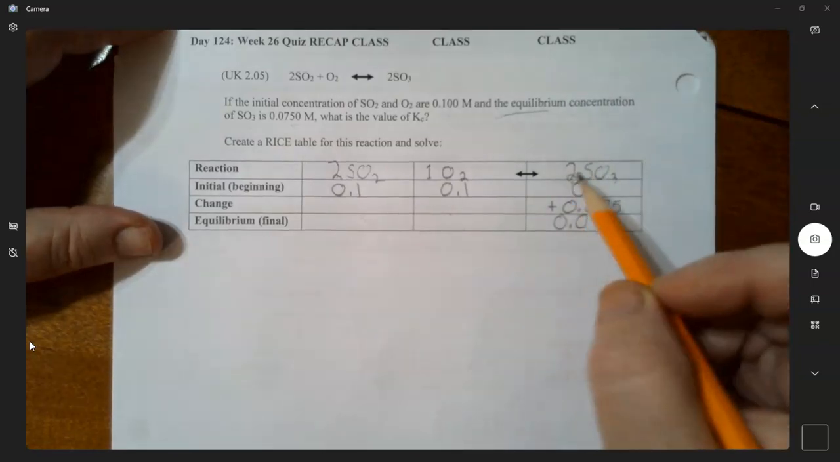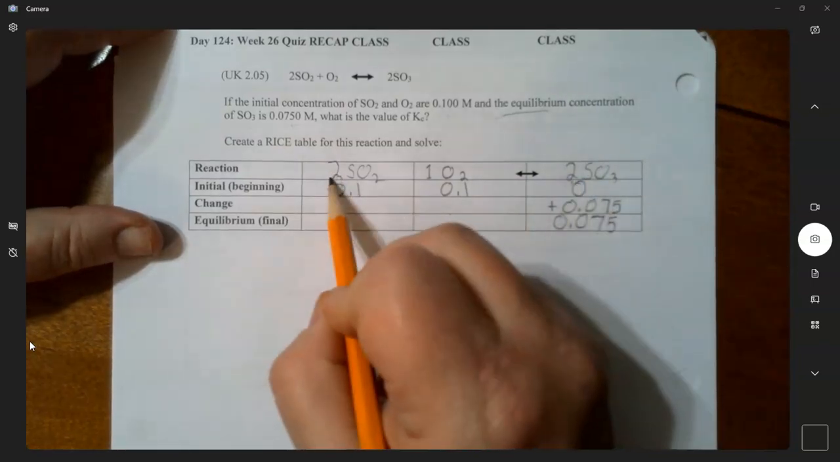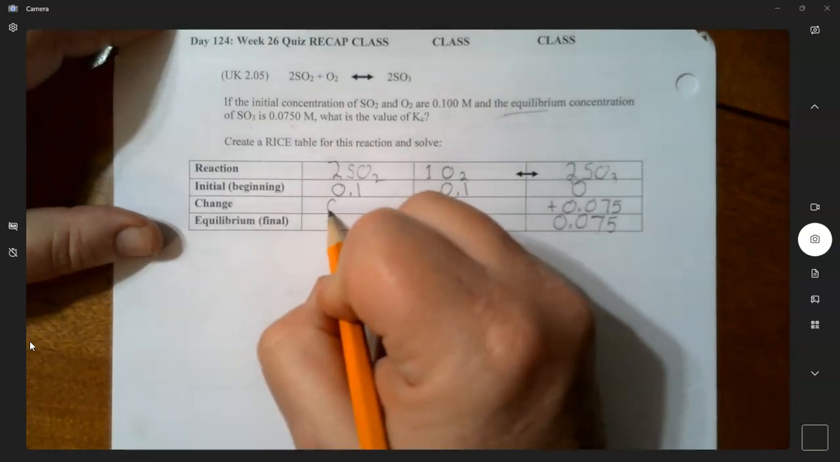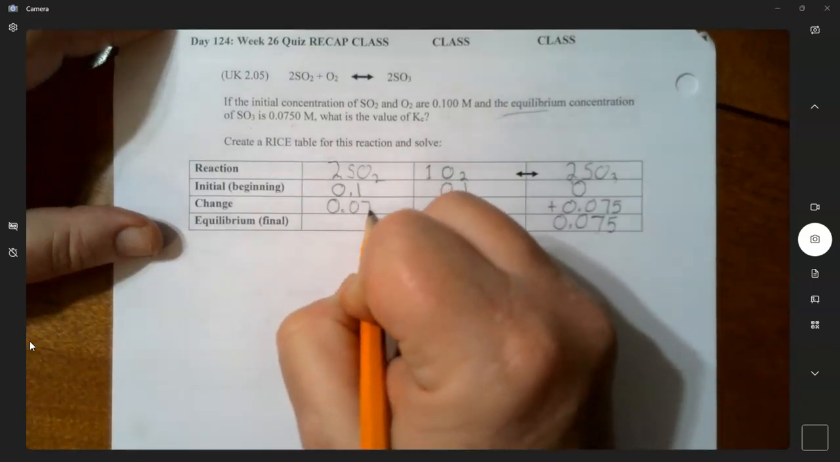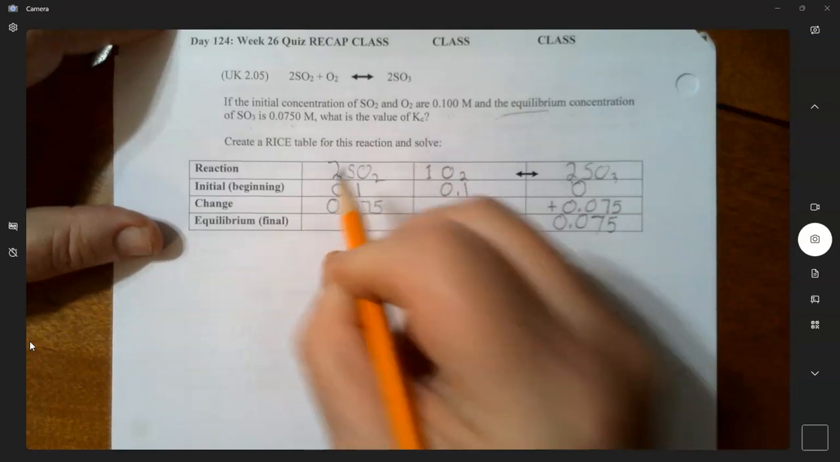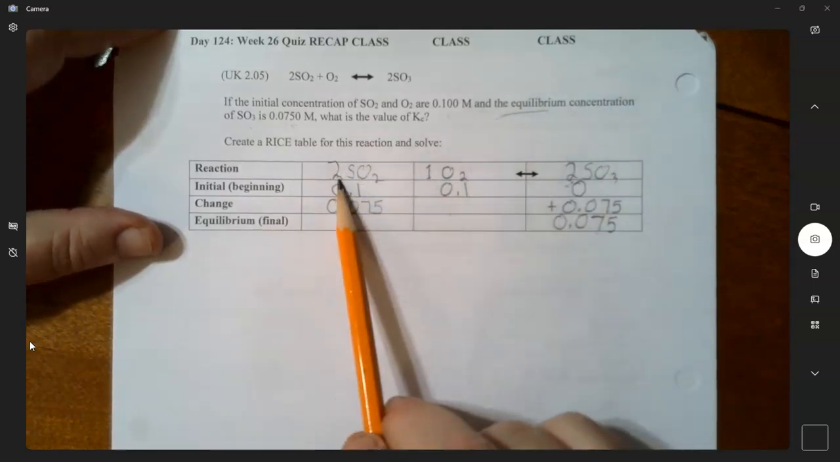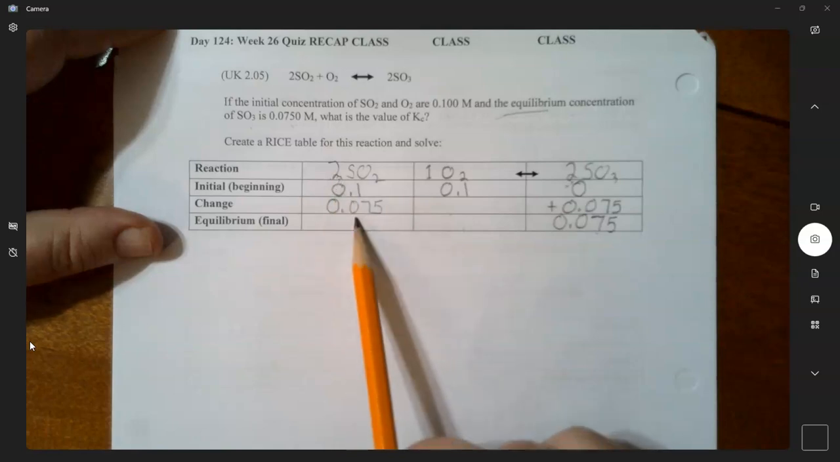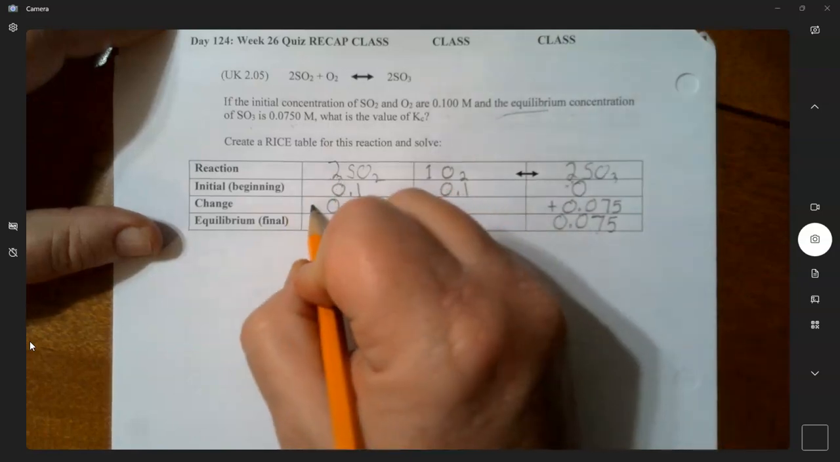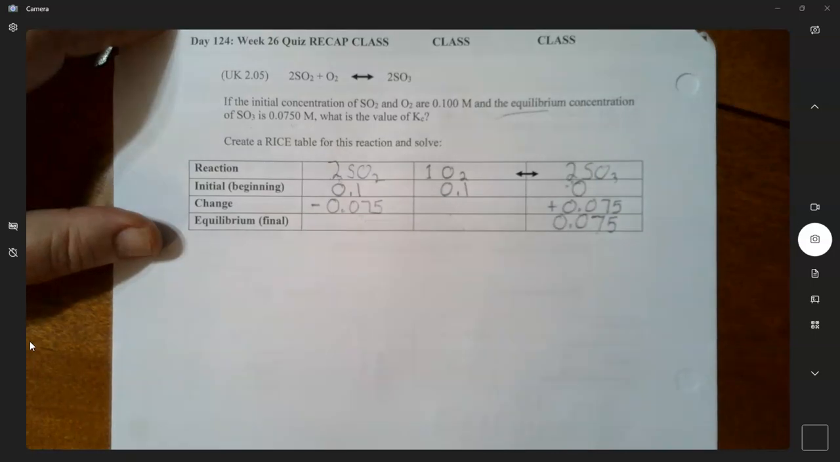So this is a 2 and this is a 2, so I'm going to come over here and this is going to be 0.075. However many moles, in other words, of this you got to have the same number of moles of this, okay? And so we have the same number. Now this should be a minus because it is being reduced.